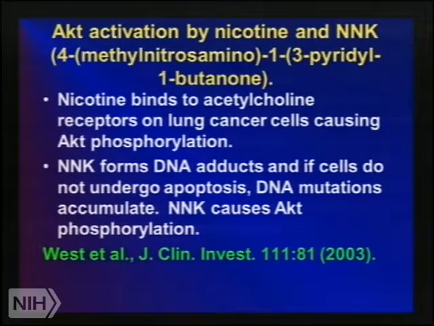But we mentioned last time that smoke has nicotine metabolites, and NNK can function as a carcinogen. But the smoke also has nicotine, and nicotine binds to acetylcholine receptors on lung cancer cells, causing AKT phosphorylation. And you remember from last week, AKT, when it gets phosphorylated, it increases survival of the cancer cells. They're more difficult then to kill. And NNK forms DNA adducts, and if cells do not undergo apoptosis, mutations accumulate. And NNK can also cause AKT phosphorylation.